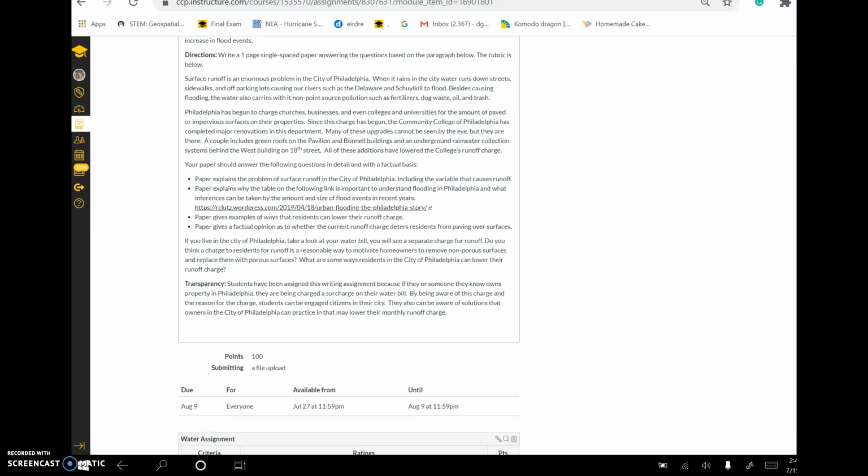Surface runoff is an enormous problem. I kind of just went back to tell you that. And your paper that you're going to write, the one-page single-space paper, should have an introduction, the body, and a conclusion. No header information. The paper explains the problem of surface runoff in the city of Philadelphia, including the variables that cause runoff. So I want you to talk about runoff.